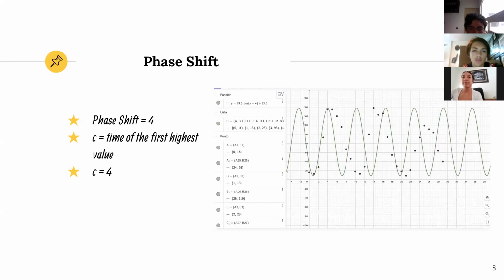And then comes the phase shift. The phase shift represents the horizontal shift of our function across the x-axis. In the case of a cosine function, you can figure out the phase shift by finding where the first highest value is located. By doing this, we found that the phase shift for this function was 4.